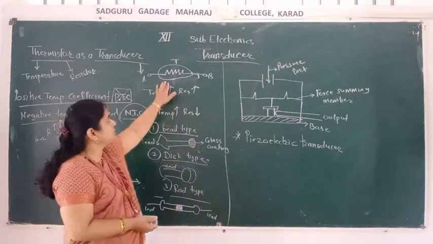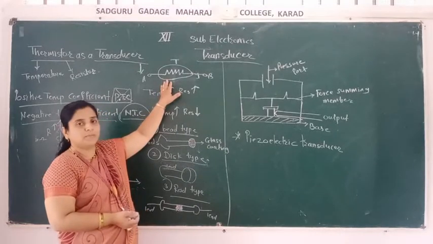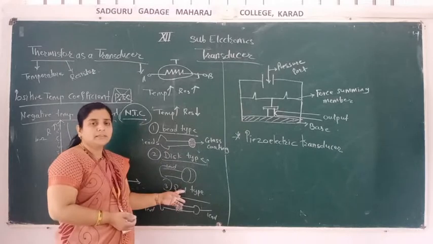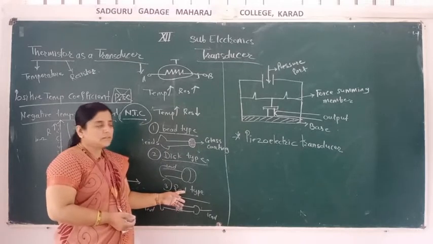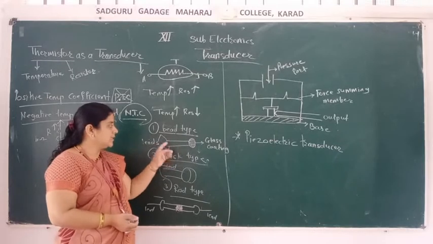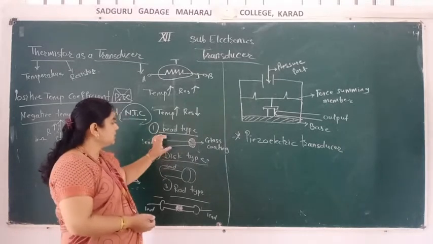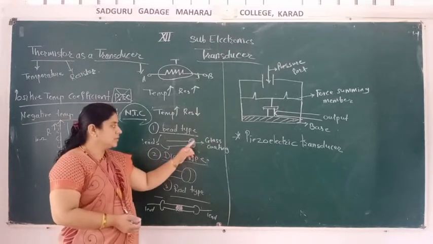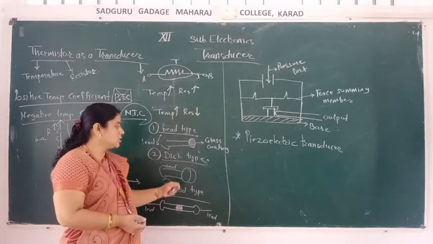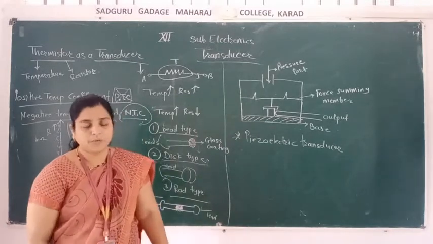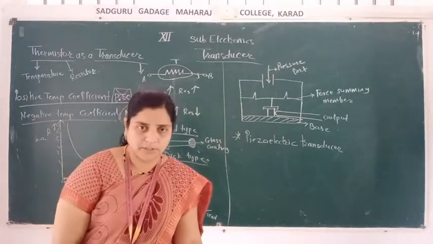The symbol of the thermistor can be drawn like this, and there are three types. First is the bead type, with two leads. Leads means terminals, and the disc is covered with a glass coating. The second is the disc type, and the third is the rod type. Okay, this is about your thermistor.